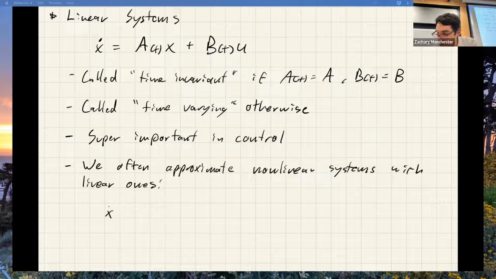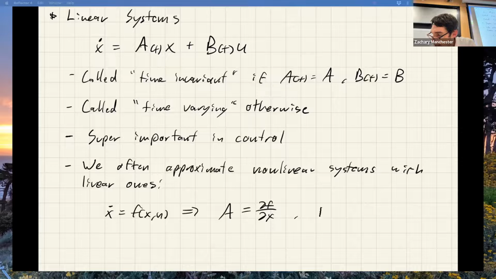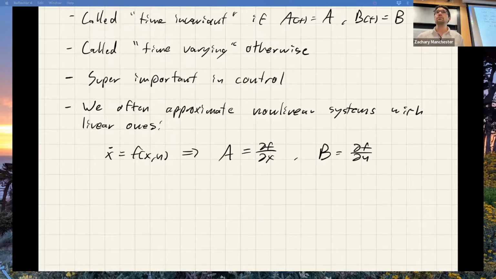If you have your nonlinear f of x, u, we get A by doing partial f partial x, and B is partial f partial u. This is exact. So you can linearize your nonlinear system locally in some neighborhood and approximate it this way. Any questions about this?